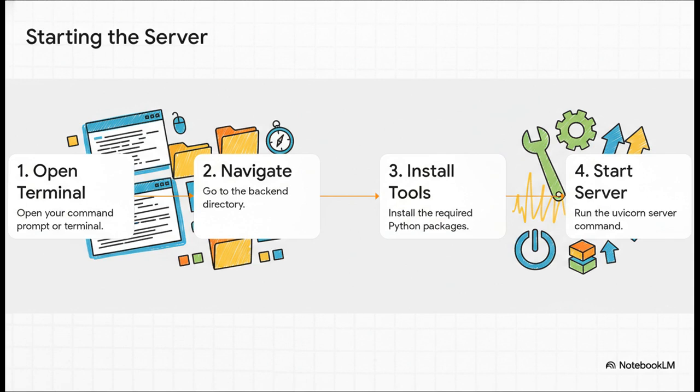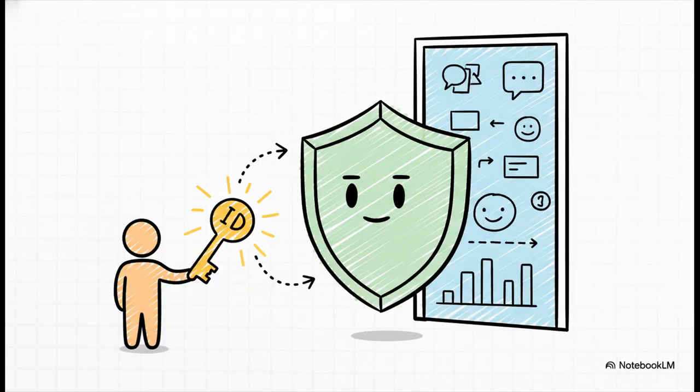You open up a terminal, you go to the right folder, you install the tools you need, and then you start the server. That's the gist of it. Now, one of the most critical jobs for this backend engine is, of course, security. You can think of it like the bouncer at the door of a club. Before you can get in and see your to-do list, you have to log in and prove who you are. This whole process is called authentication.